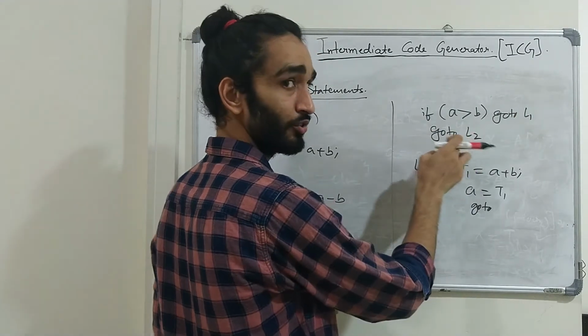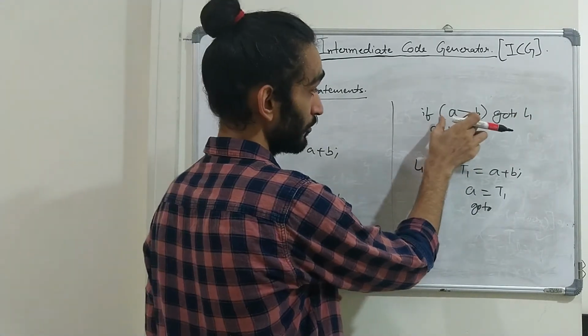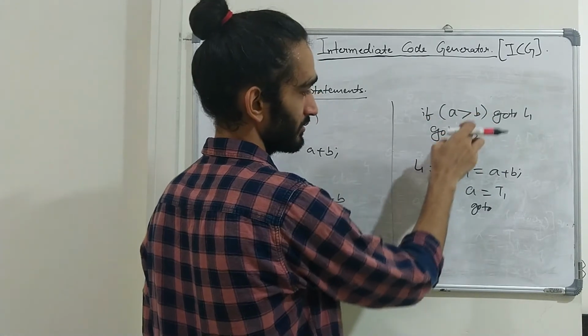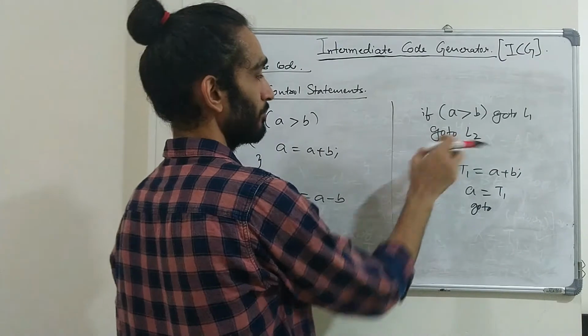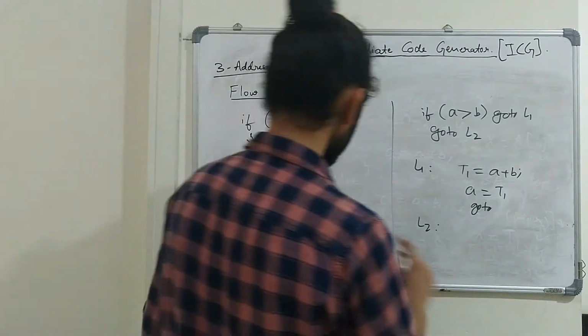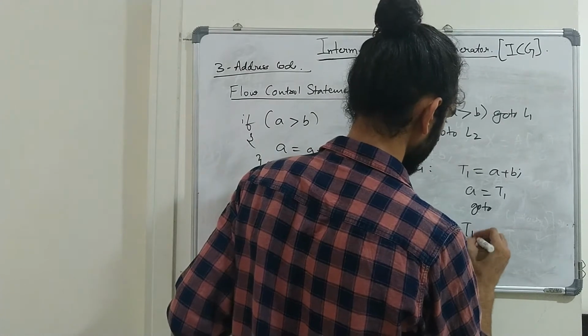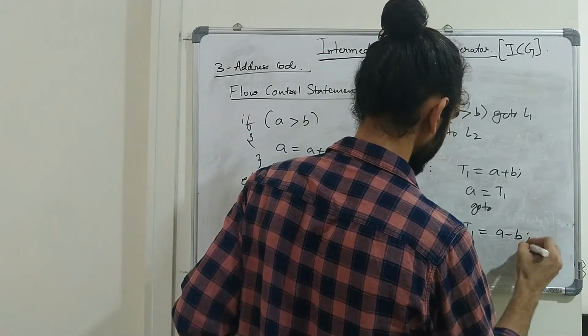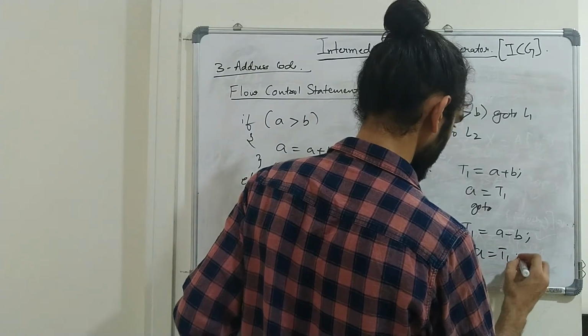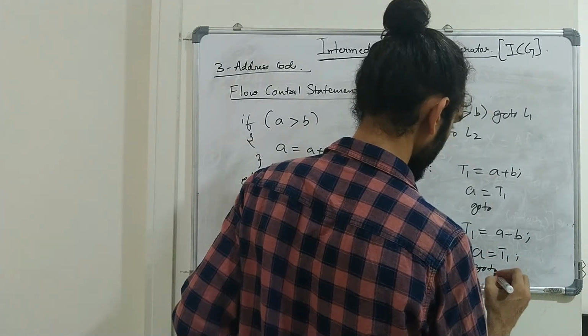Then this statement is going to be skipped, right? If this is going to be false, it comes in here and goes to L2, right? This is just an else kind of a jump. So L2 is going to be here, and L2 is going to contain what? The part of else, A minus B, and then A equals T1, and again a go to.